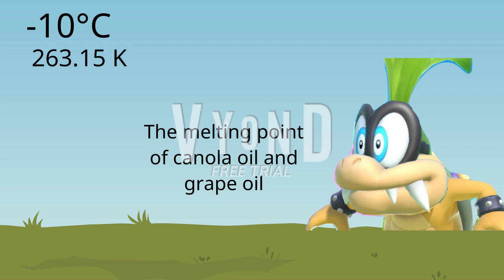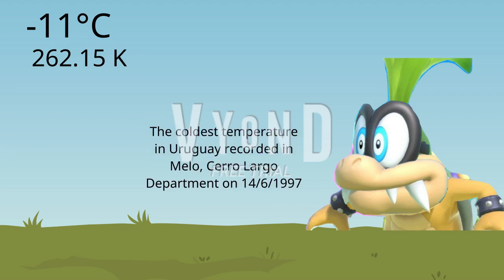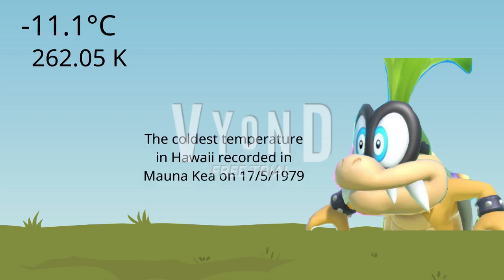263.15 Kelvin. The melting point of corn oil, an oil extracted from the germ of corn, is -11 degrees Celsius, or 262.15 Kelvin, the same temperature as the coldest temperature in Uruguay recorded in Melo, Cerro Largo Department on the 14th of June 1967. The coldest temperature in Hawaii is -11.1 degrees Celsius, or 262.05 Kelvin, recorded in Mauna Kea on the 17th of May 1979.